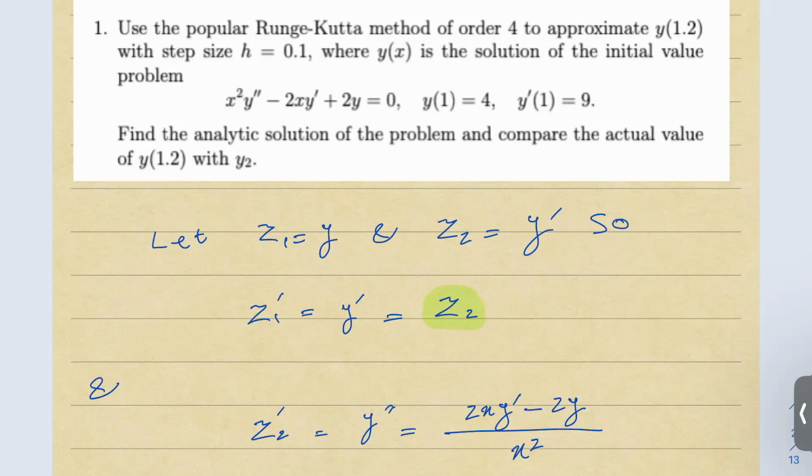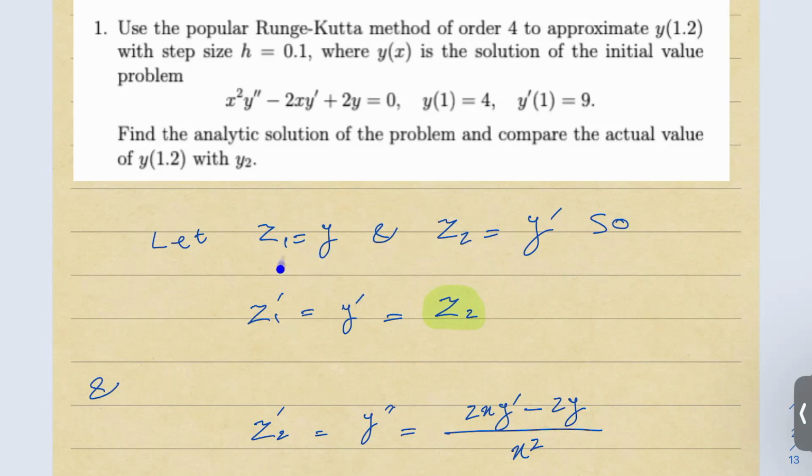But we can also solve this problem by converting this second order ODE to a system of first order ODEs, which we have learned from Math2800. So as always, Z1 is y, Z2 is y prime. These are my favorite notations.